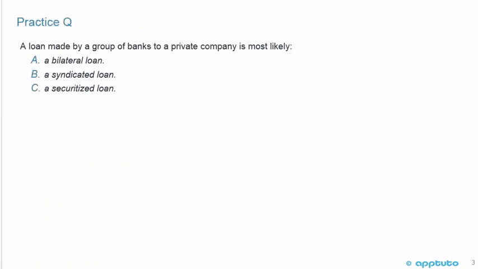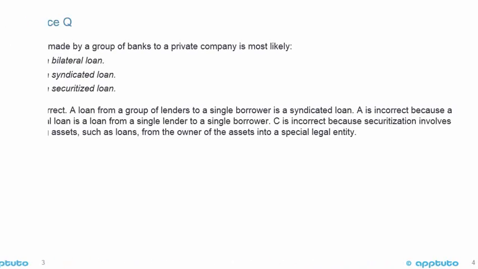So, a quick little practice question here just for fun. A loan made by a group of banks to a private company is most likely A, a bilateral loan, B, a syndicated loan, or C, a securitized loan. I put that one in to remind you that it's very important to get up to speed on all the definitions. A good place to review is the summary at the end of each reading and the glossary, to get all these terms correct.